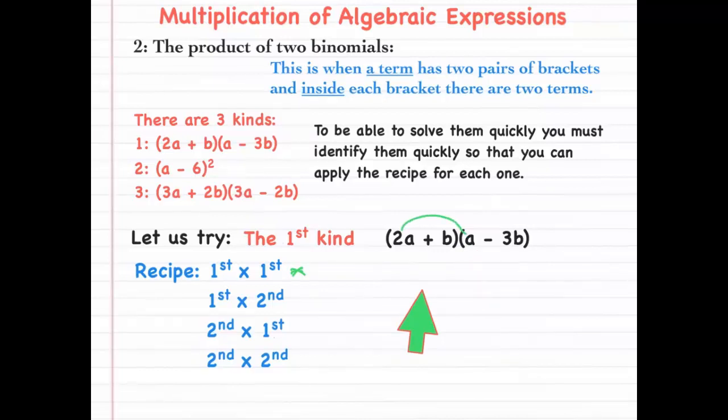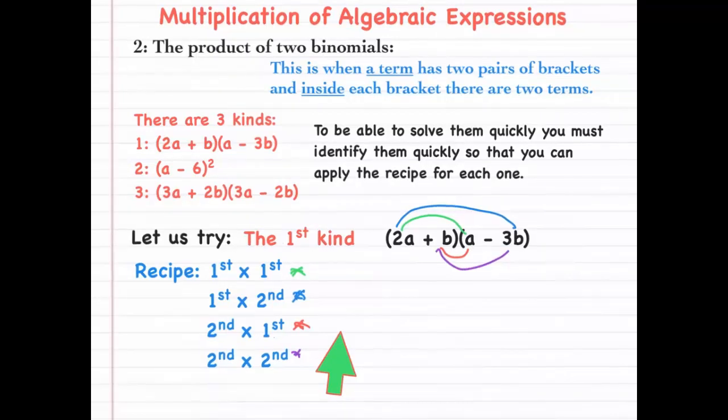Then we are going to take the first one and multiply it with the second one in the second bracket. So the first one in the first bracket multiplied with the second one in the second bracket. I'm going to mark that in blue. Then we are going to take the second one in the first bracket and multiply it with the first one in the second bracket. So the second times the first, and that's going to look like this in red. And then the last one, I'll mark that in purple for you. The purple one is the second with the second.